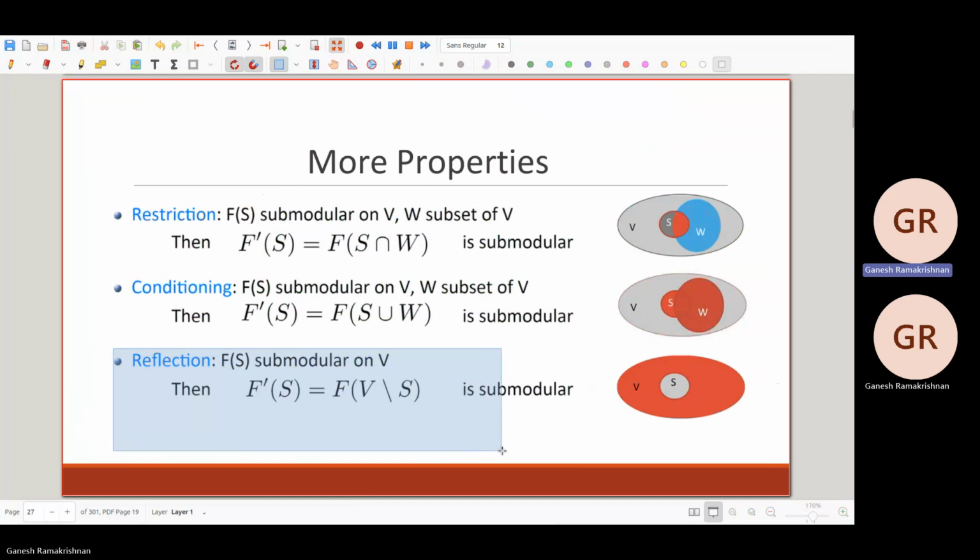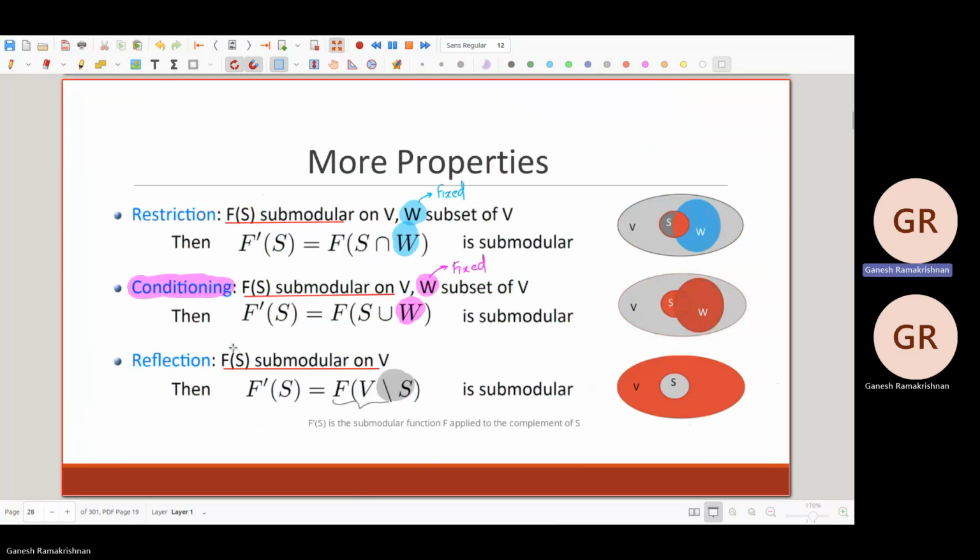And the third is reflection. I ask you to evaluate on S, and what you do instead is evaluate on the complement of S. That function is also submodular. I give you F, you always evaluate on the complement: submodular, that is reflection. I give you F of S, and you always evaluate on its union with a given fixed W: that is called conditioning, also submodular. I give you S, you always take its intersection with the fixed W and then evaluate the function. Original function submodular implies even the restriction is submodular. All these are for a fixed W.